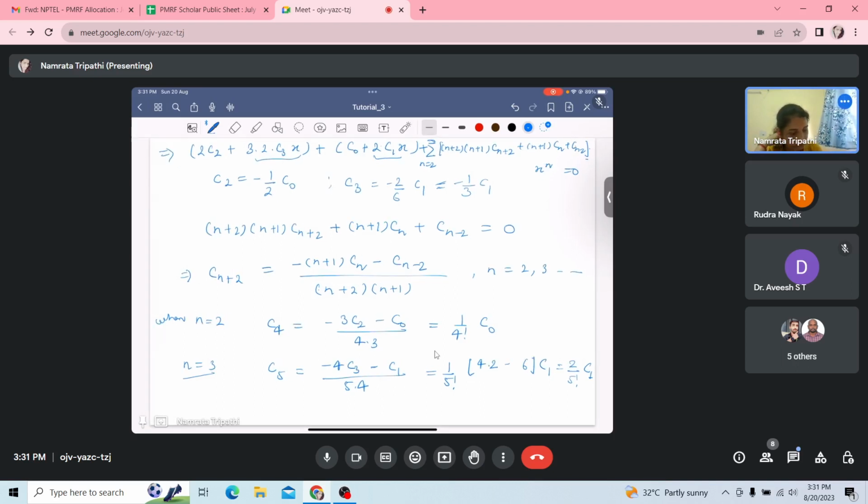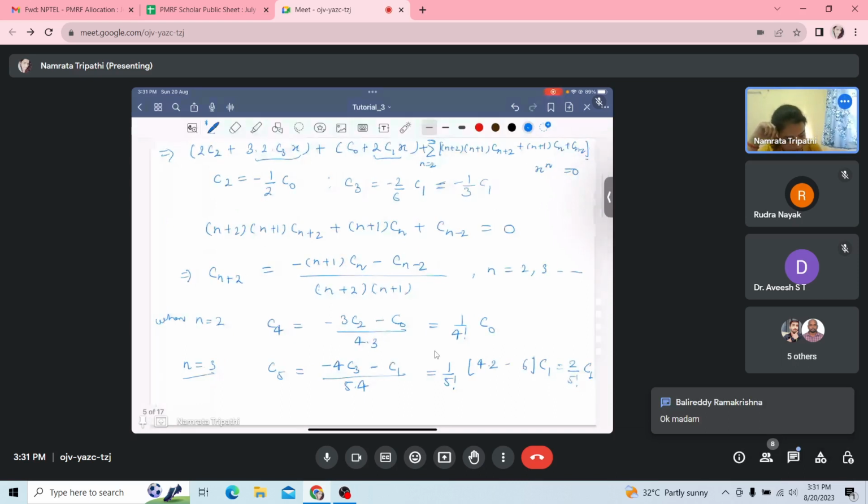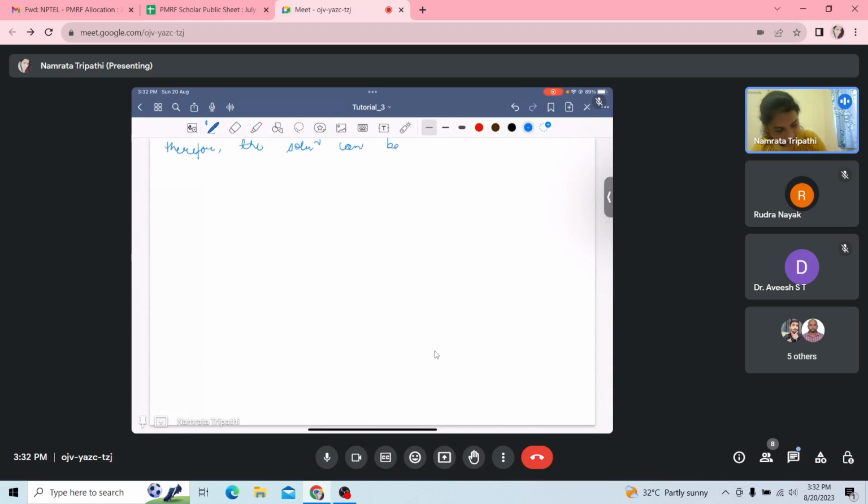Is there any doubt? I guess there is no doubt. So we can put these values, okay, so that therefore the solution can be written as y of x = c naught... sorry, this is minus. You can put and you can check. This is the final answer. x to the power 5 and so on. So this is the final answer.